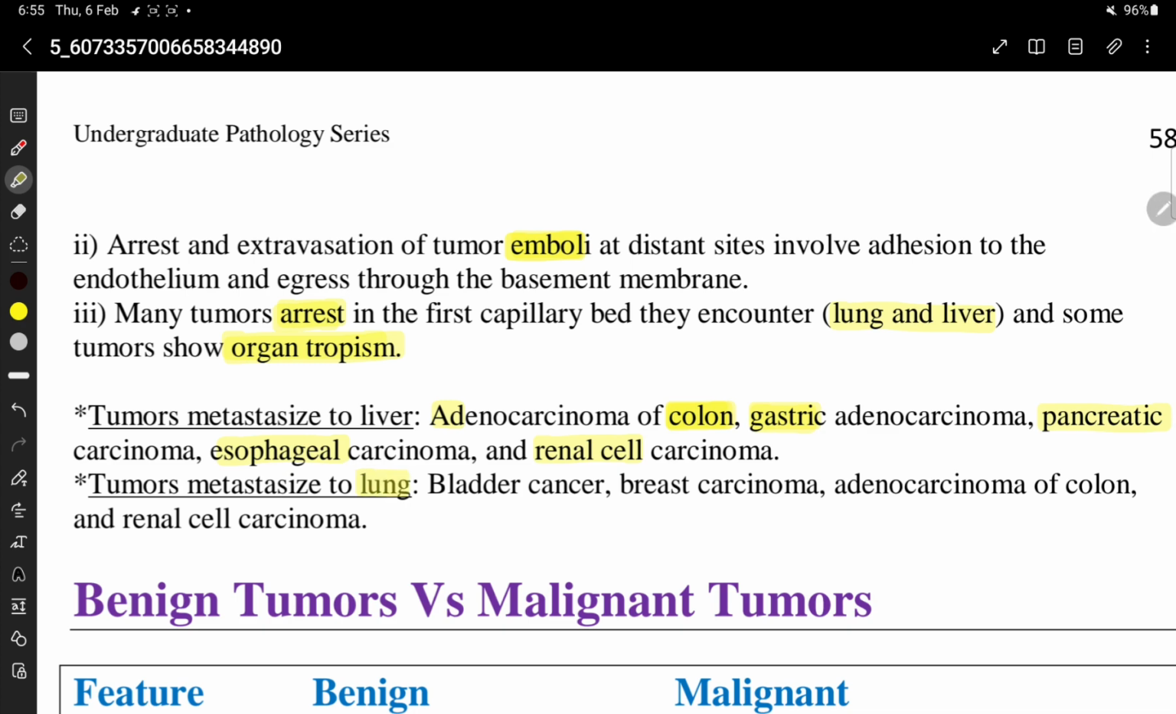Tumors that metastasize to lungs are bladder cancer, breast carcinoma, adenocarcinoma of colon, and renal cell carcinoma. So renal cell carcinoma and adenocarcinoma of colon metastasize to both liver and lungs. Tumors that metastasize to liver are adenocarcinoma of colon, gastric adenocarcinoma, pancreatic carcinoma, renal cell carcinoma, and esophageal carcinoma. Tumors that metastasize to lung are adenocarcinoma of colon, renal cell carcinoma, breast carcinoma, and bladder cancer.